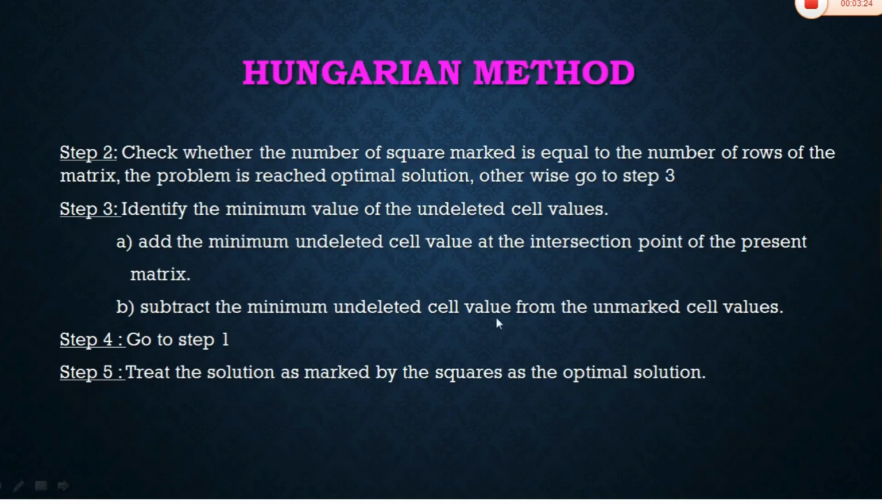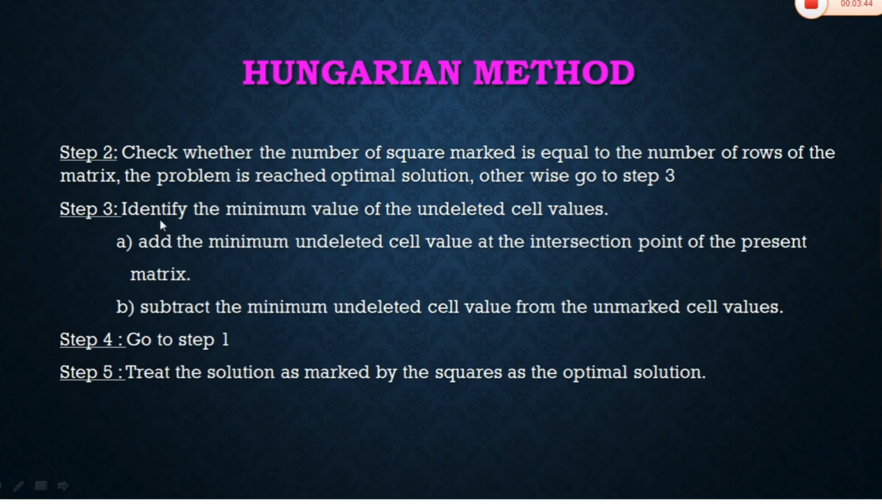Next, step 2. Check whether the number of squares marked is equal to the number of rows of the matrix. If it happens, the problem has reached the optimal solution. Otherwise, go to step 3.